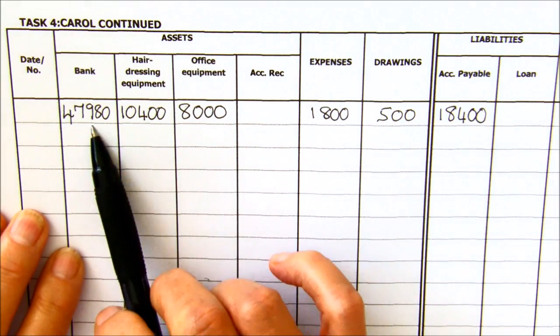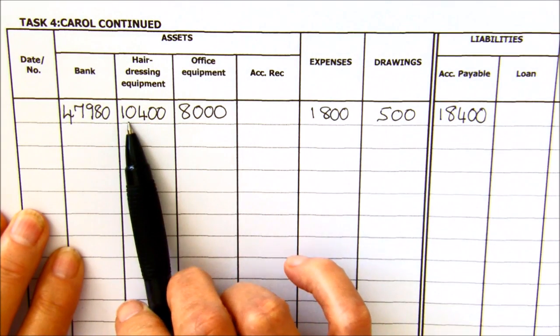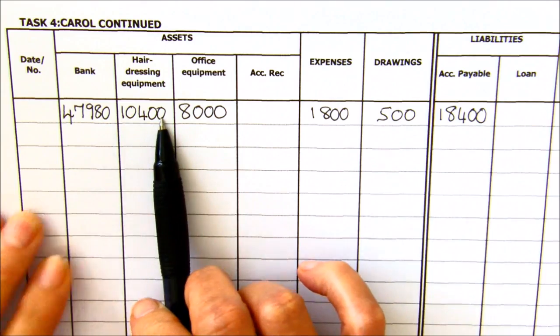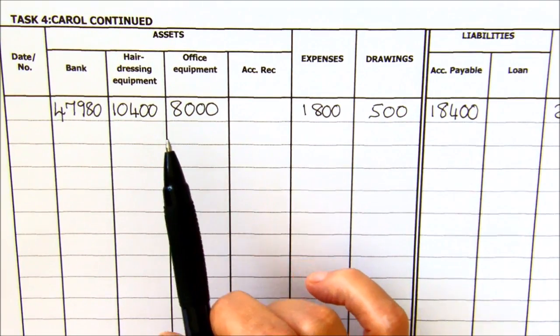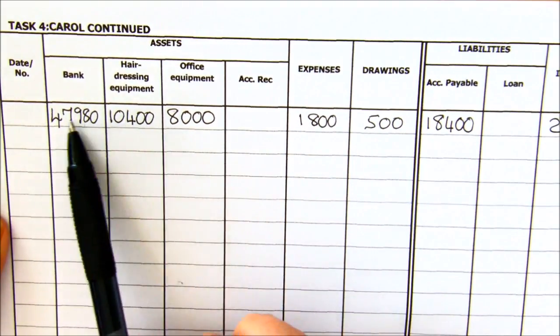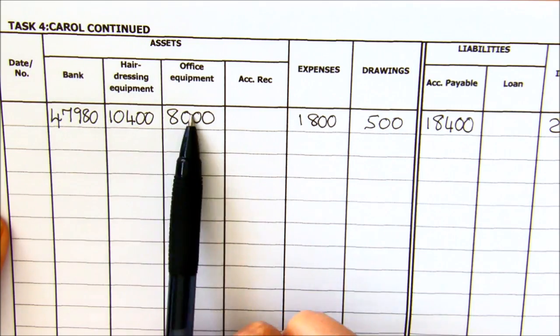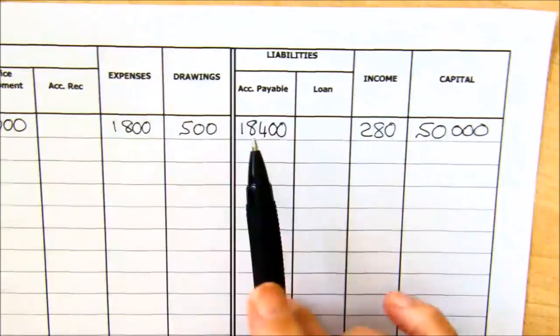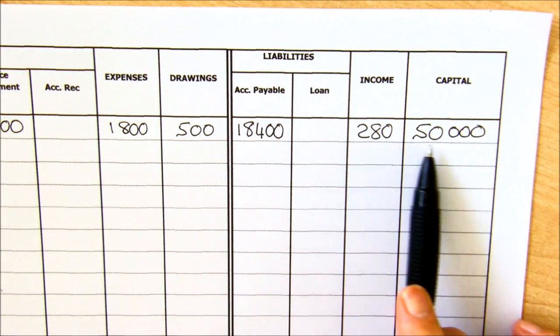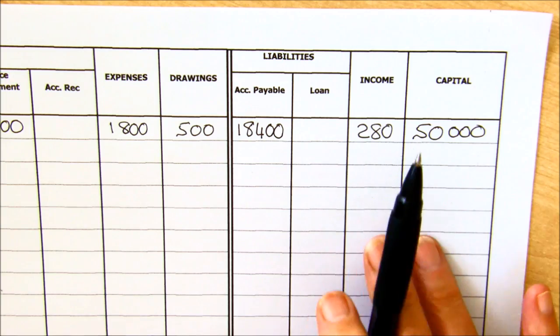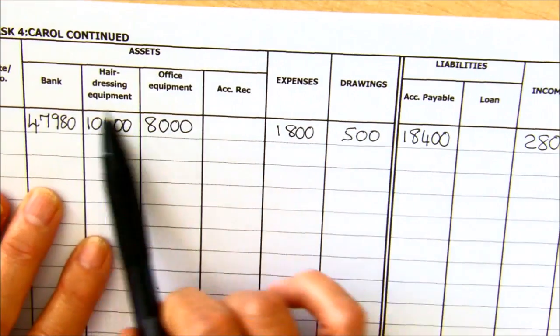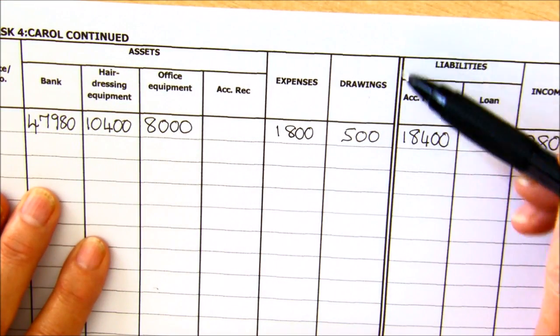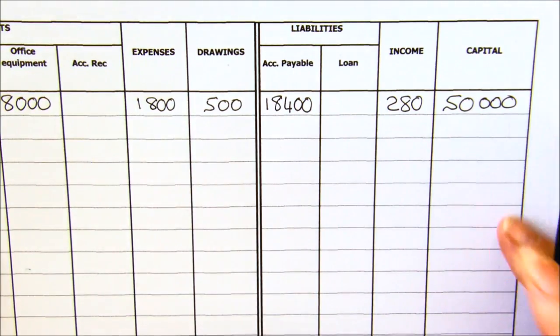And the first thing is these figures are what came out of question 3. I'm not making up anything. If you look back at your actual task 3, that was the assets that we already had. Remember, we moved now the expenses and the drawings over. We had accounts payable, we had income, and we had capital. And very importantly, if you take your calculator, the left-hand side, here's the equal sign, equals the right-hand side.